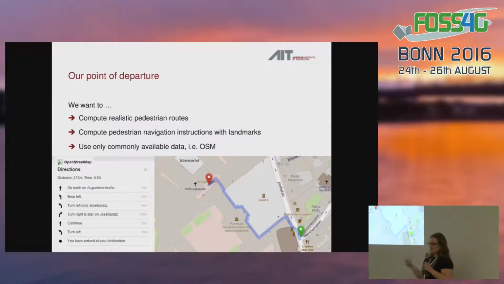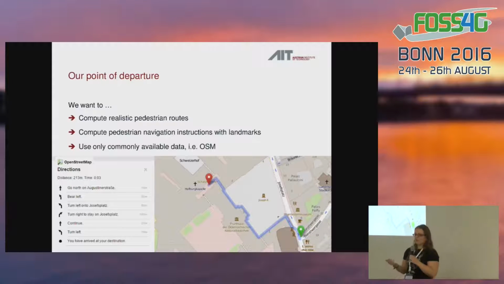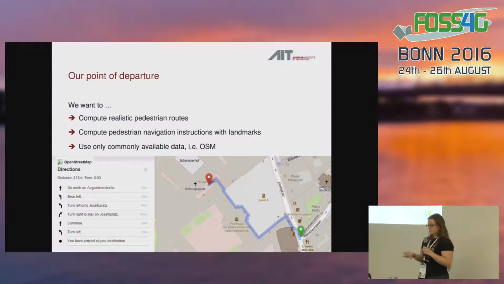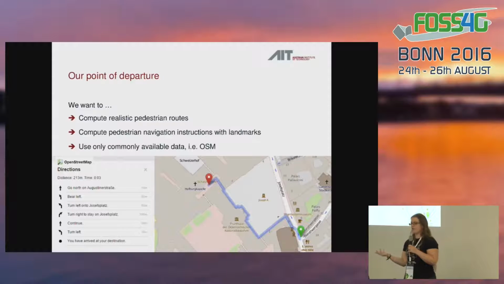What's the point of departure for this project? We wanted to calculate realistic pedestrian routes. We wanted to compute landmark navigation instructions. I will get into detail what that means and how they look. And we wanted to do all this with commonly available data, which basically means we are doing it with OpenStreetMap, rather than any national data set which we might use together with local point of interest data, because that just doesn't scale. And this is a European project, so we wanted that our partners can also use it in Germany or in other countries of the EU.